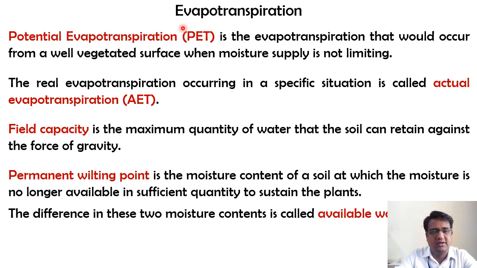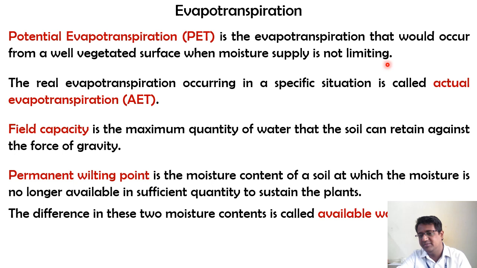Now, for evapotranspiration, there are a few terminologies that we need to understand to take the concept of evapotranspiration to practical applications. Keeping that in mind, the first term that is going to come is potential evapotranspiration. We abbreviate it as PET, that is potential evapotranspiration. It is the evapotranspiration that would occur from a well vegetated surface when moisture supply is not limiting.